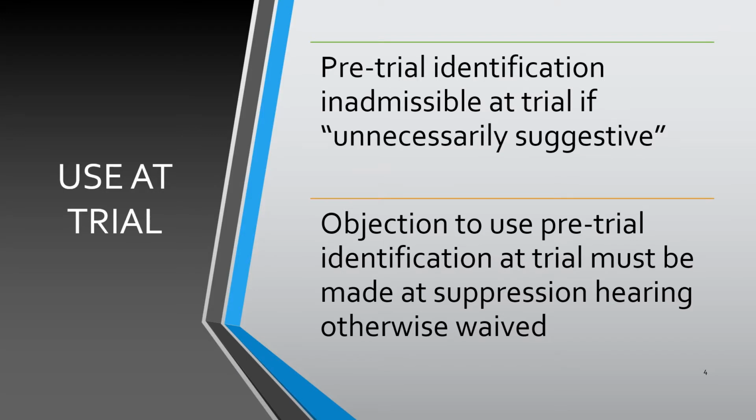Generally, pretrial identifications, including lineups and photo arrays, are inadmissible at trial if the procedure is found by the court to be unnecessarily suggestive. The objection to the use of such pretrial identification procedures at trial by a defendant, however, needs to be made at a pretrial suppression hearing, otherwise it will be waived.